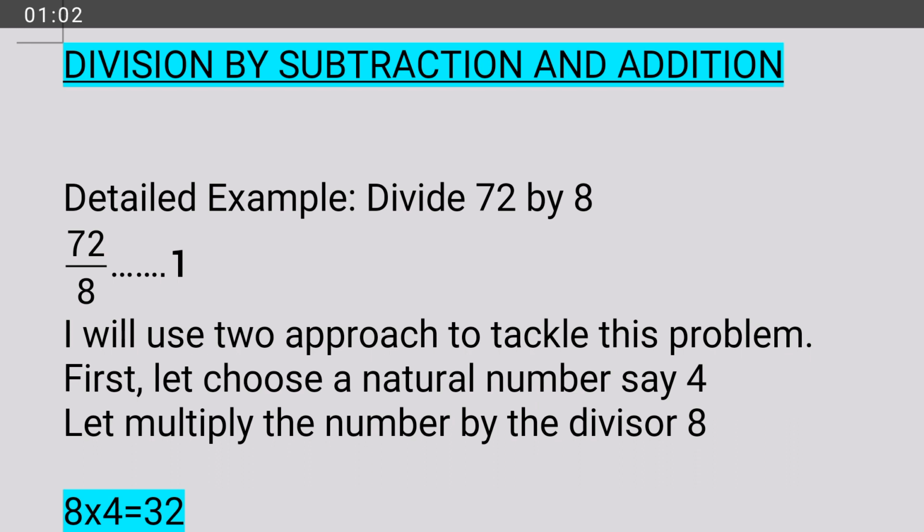Here I will use two approaches to tackle this problem. The first approach: we will choose a natural number, any natural number. Here I choose 4. You can choose any other number, so long as you remember that you multiply it by the divisor. Any number we choose here, we eventually use it to multiply the divisor. That is the essence.